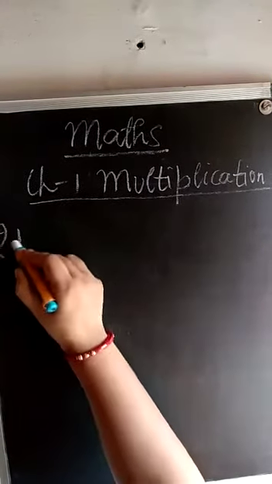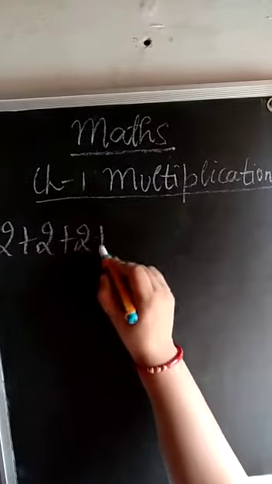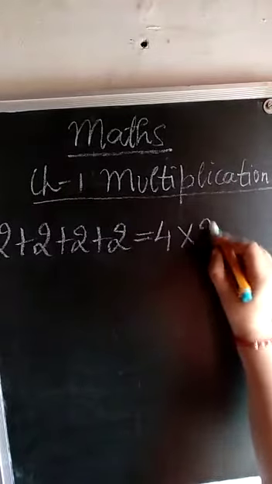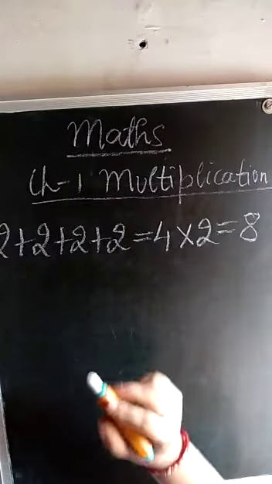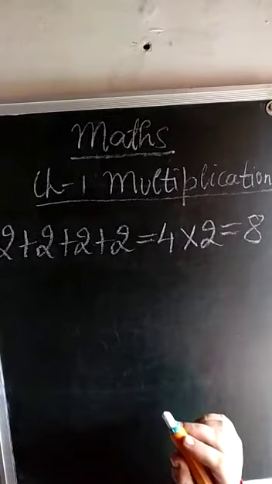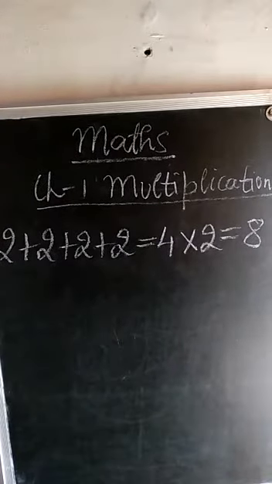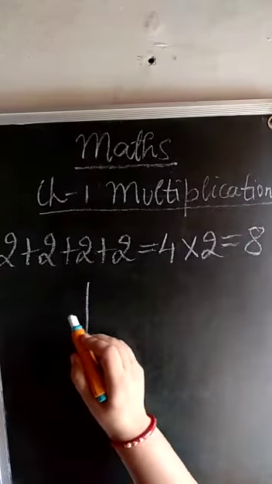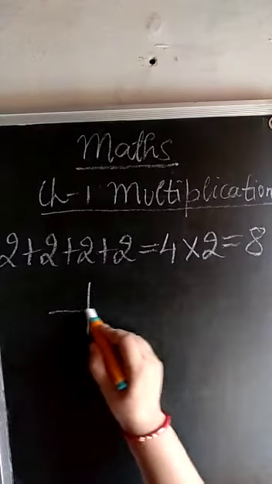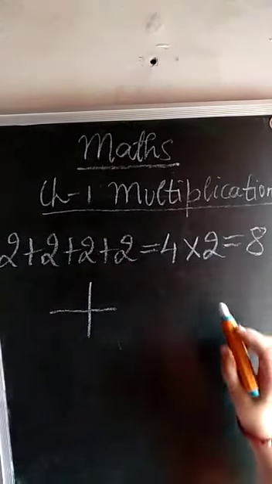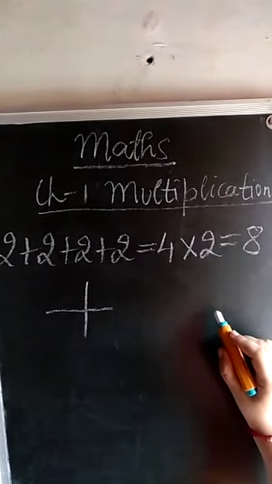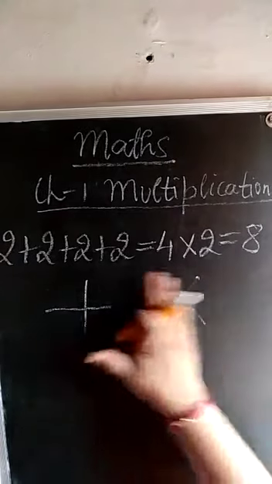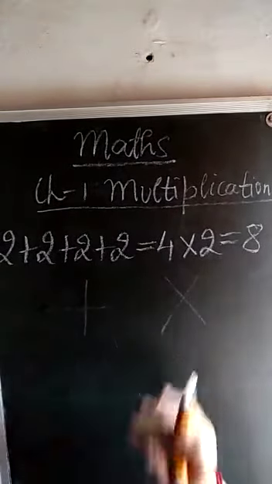So here we have numbers as 2 plus 2 plus 2 plus 2 is equal to 4 into 2 is equal to 8. Here first of all you should understand the difference between the signs of multiplication and addition. While writing the sign of addition we draw a vertical line and a horizontal line, but while writing the sign of multiplication we put the sign of cross. Clear? First of all you should be able to understand the difference between these two.